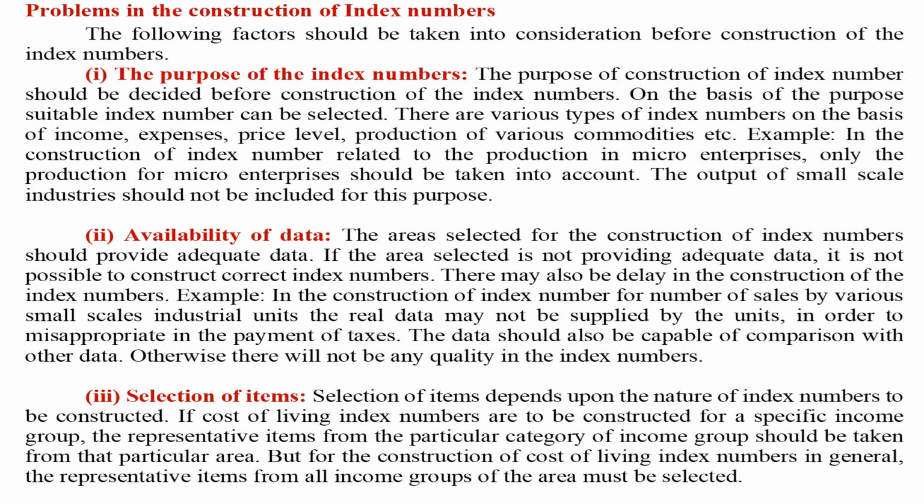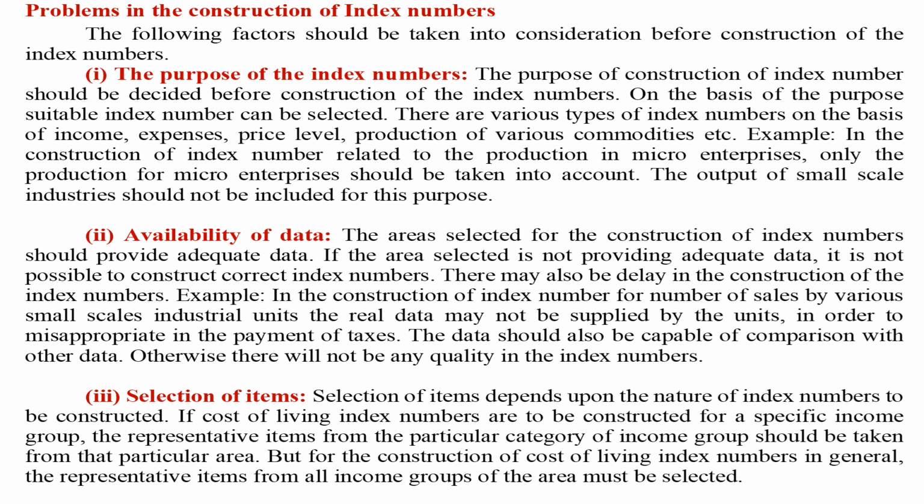There are various types of index numbers on the basis of income, expenses, price level, production of various commodities, etc. Example: in the construction of index number related to the production in micro-enterprises, only the production for micro-enterprises should be taken into account. The output of small-scale industries should not be included for this purpose.